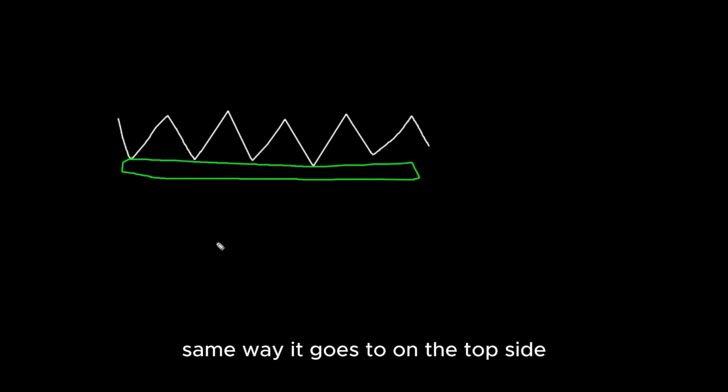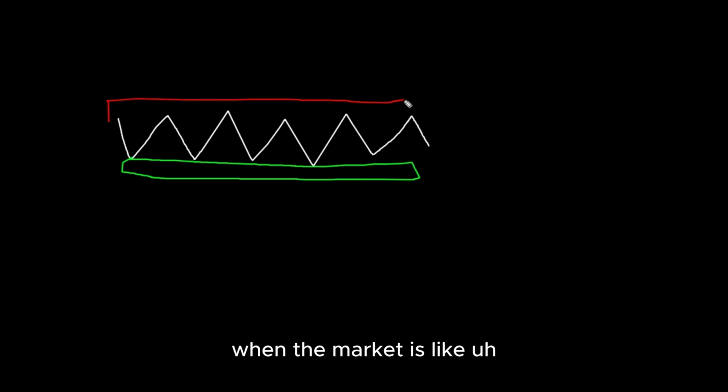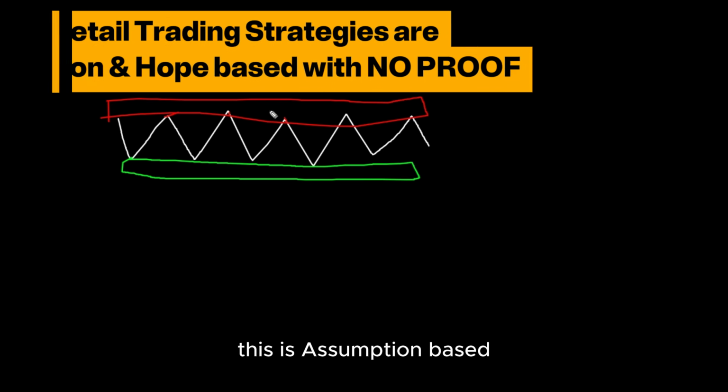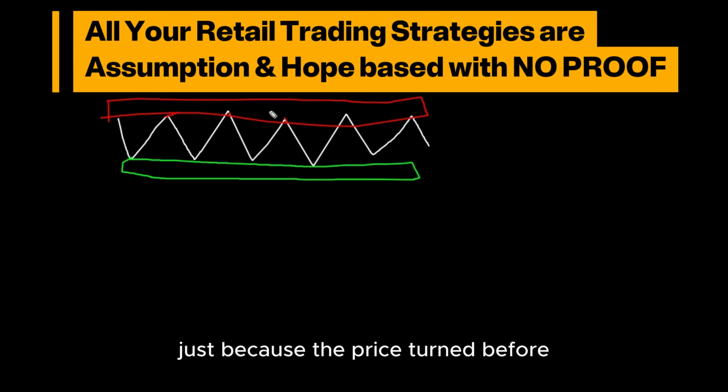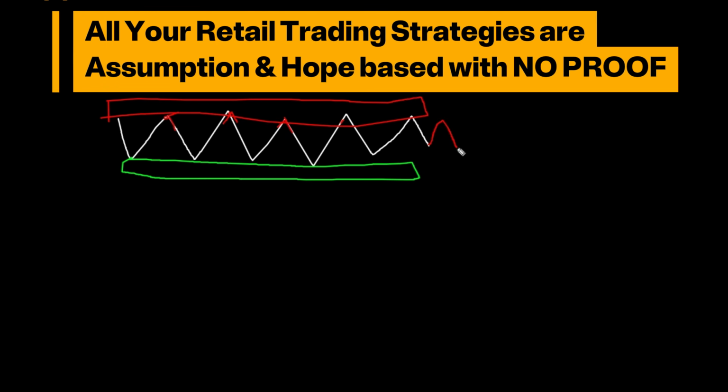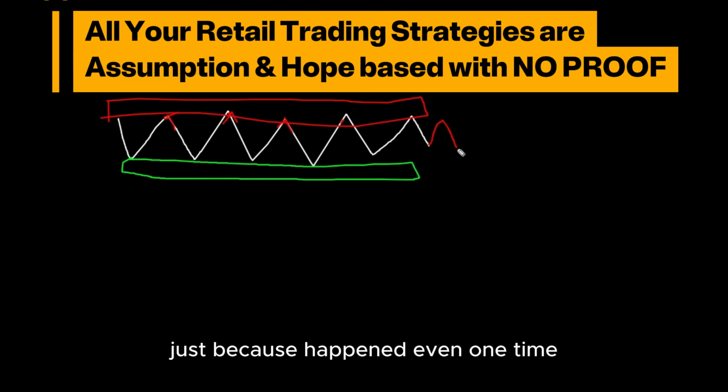The same way it goes on the top side, when the market bounces multiple times, bounce 1, bounce 2, bounce 3. They say this is where the supply is, this is where the resistance is. You can take the short side. But one thing is, this is assumption based. This is why the system doesn't work. Just because the price turned before, you are assuming next time it's going to turn.